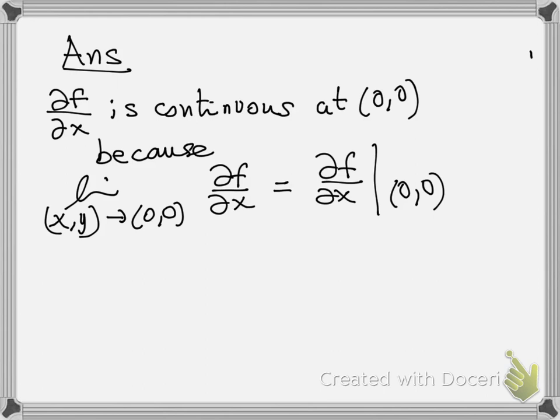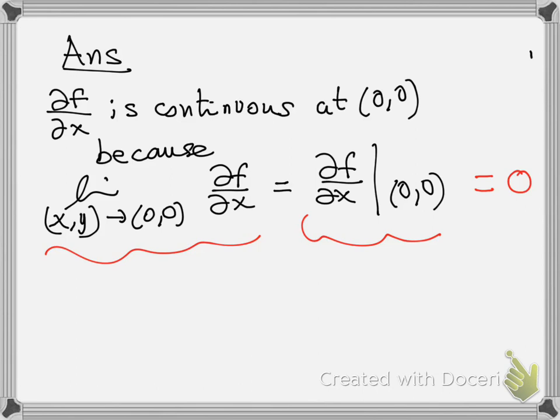If you get a different value, if this limit here is different from this value here, okay, then partial f partial x wouldn't be continuous. It's not continuous at 0, 0 if you get two different values. But here the two values are the same, both are equal to 0. So then partial f partial x is continuous at 0, 0.